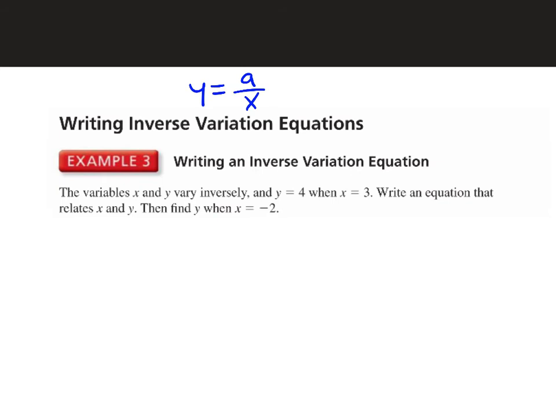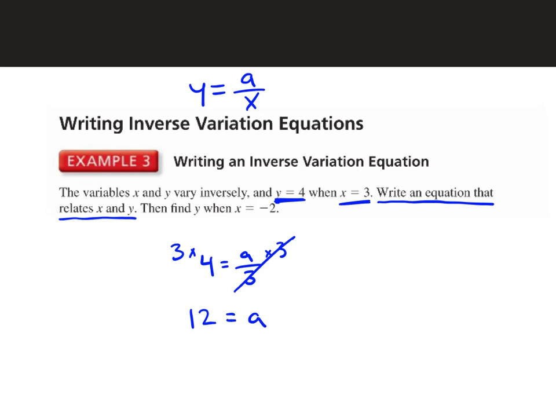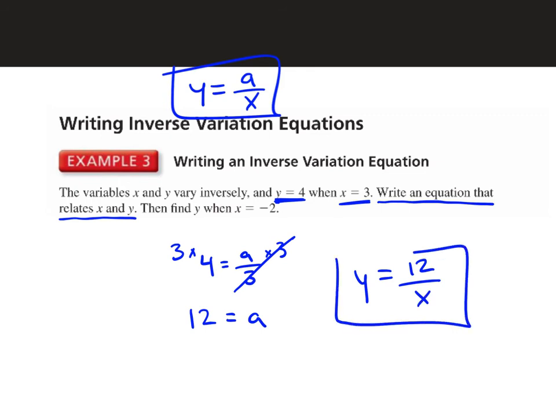So this is asking us for two different parts of this problem. First we want to write an equation that relates x and y. So we need to find what a is. So we want to plug in 4 for y and 3 for x. So we have 4 is equal to a over 3. How do we solve for a? Multiply 3 on both sides. So 3 times 4 is 12. A is equal to 12. Now we want to plug that back into our inverse variation equation up here. So we have y is equal to 12 over x. This is our equation that relates x and y.